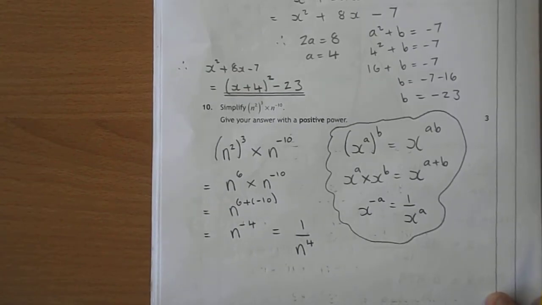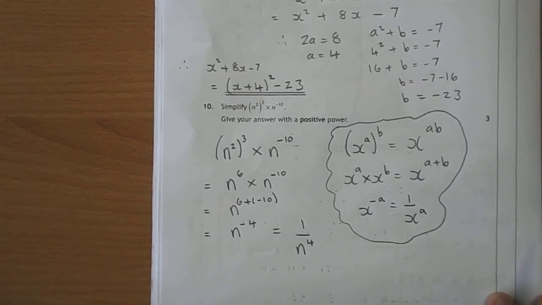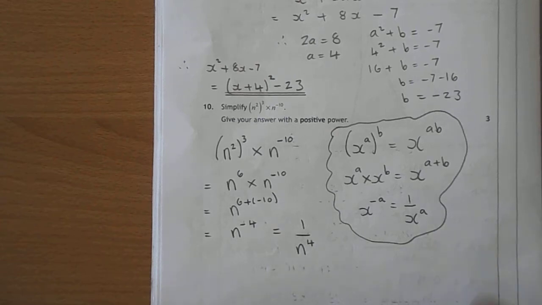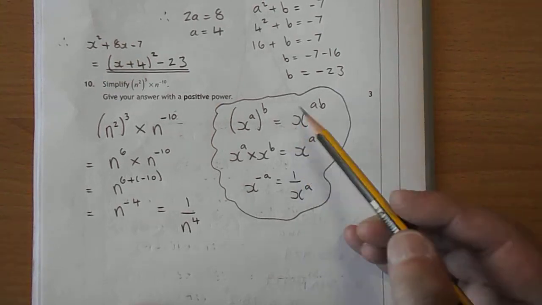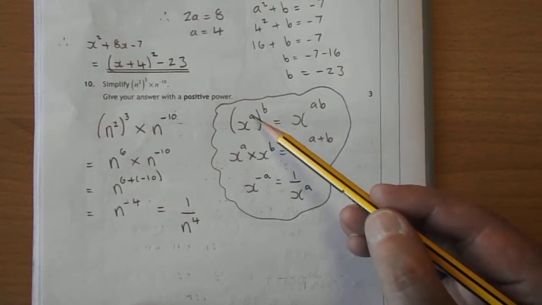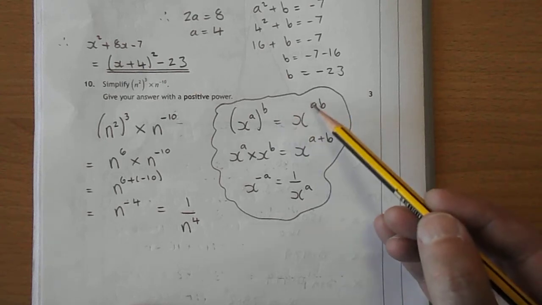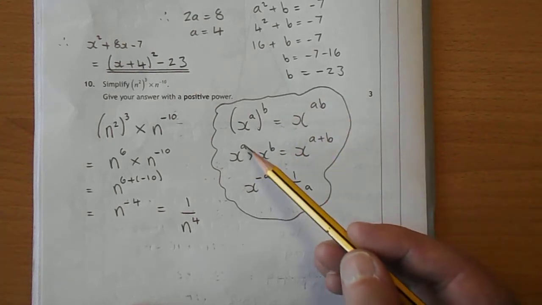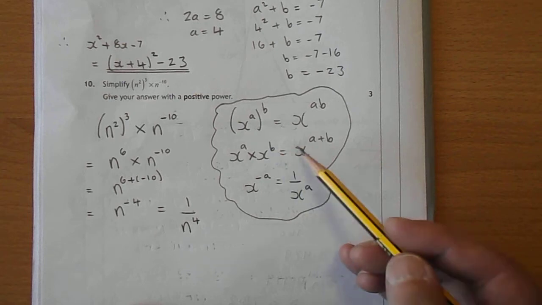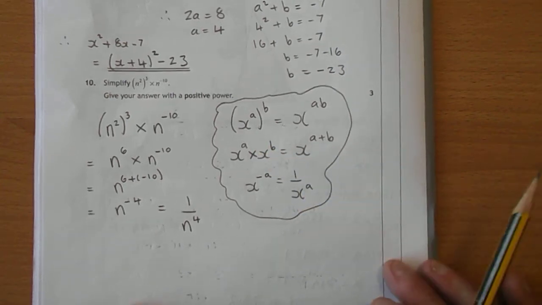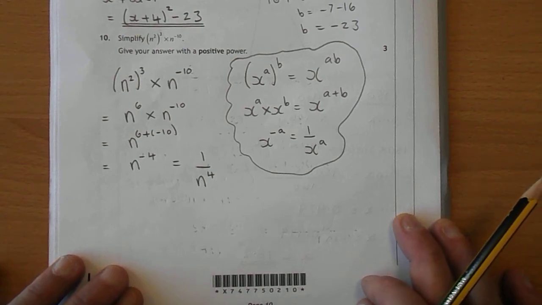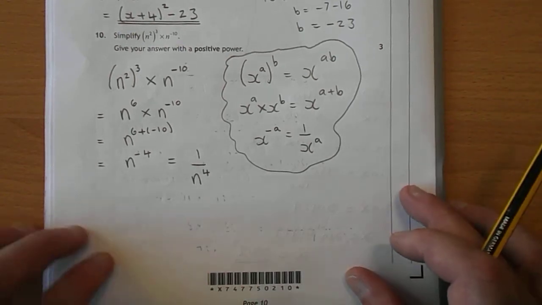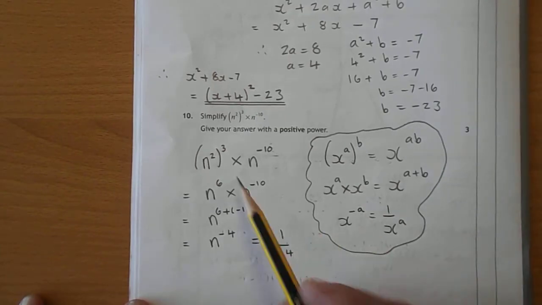Question 10. Simplify n squared cubed times n to the power of minus 10. Okay, over here is just a quick summary of the rules for indices that you will need for this sum. X to the power of a to the power of b is x to the a times b. X to the a times x to the power of b is x to the power of a plus b. And x to the minus a is 1 over x to the power of positive a. All of these will come into play doing the sum, and here's the first one.